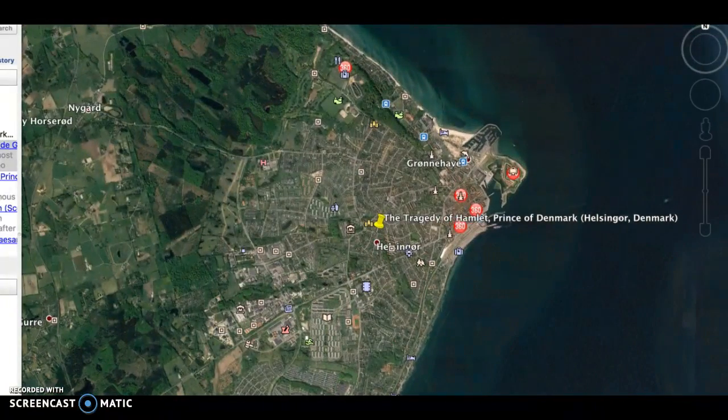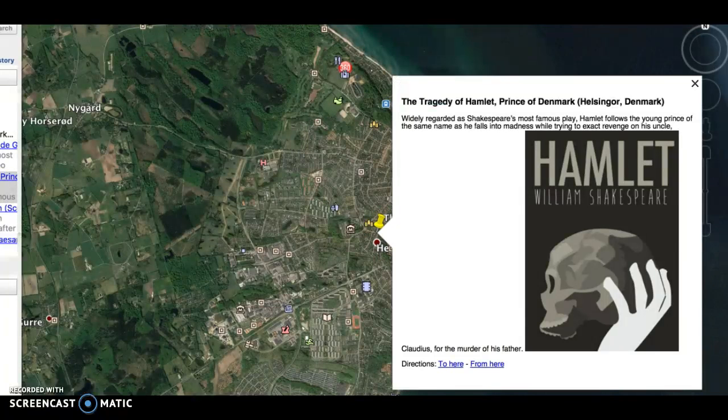Next, we're heading to the setting of the tragedy of Hamlet, Prince of Denmark, in Elsinore, Denmark. Widely regarded as Shakespeare's most famous play, Hamlet follows the young prince of the same name as he falls into madness while trying to exact revenge on his uncle. And here is one of the covers from a version of the play.